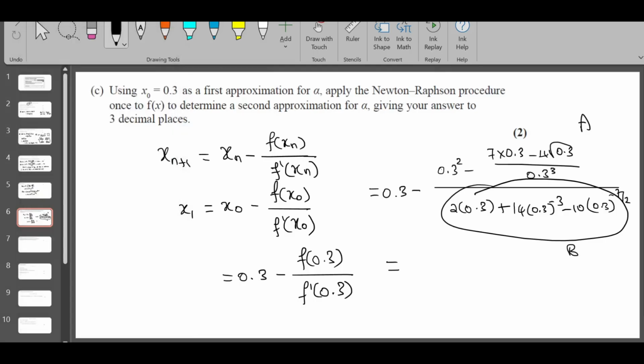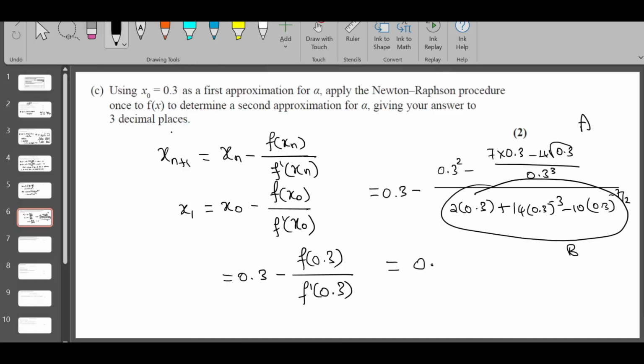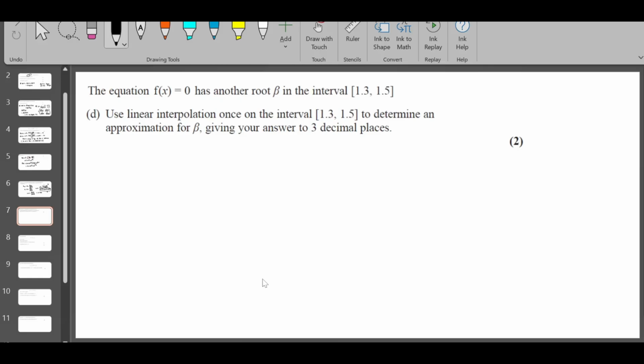So let's calculate everything together now. 0.3 minus a over b. 0.322, they want the answer to 3 decimal places, so 0.322 is the answer. That's all. Part D now. The equation f of x equals 0 has another root beta in this interval. Use linear interpolation once in the interval to determine the approximation for beta.